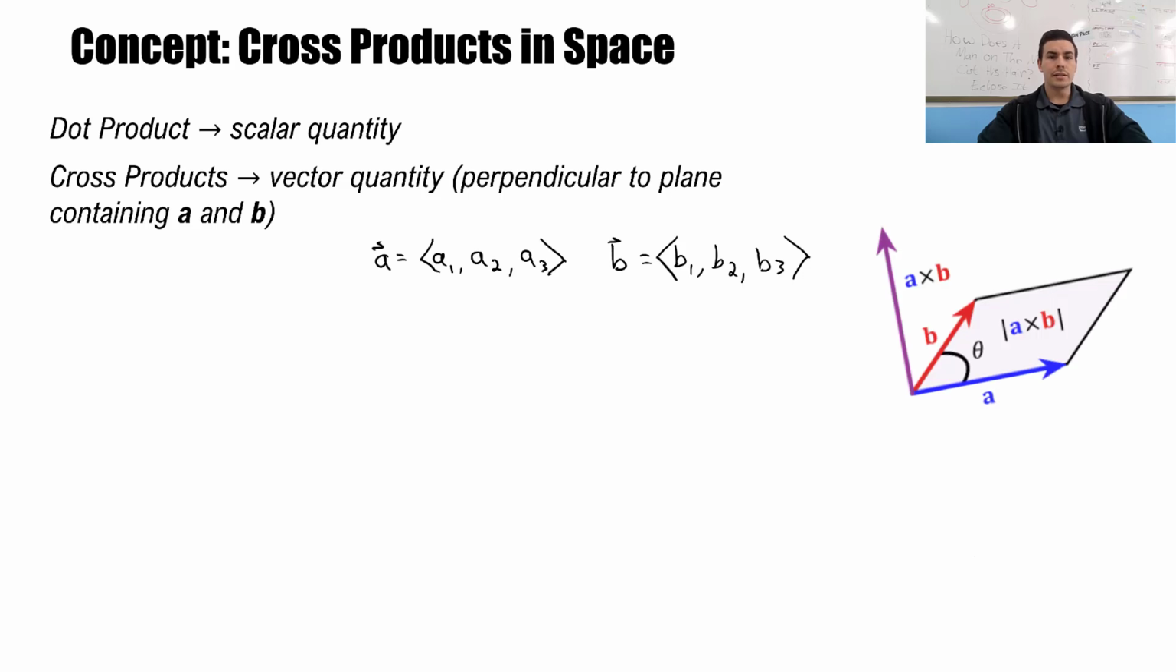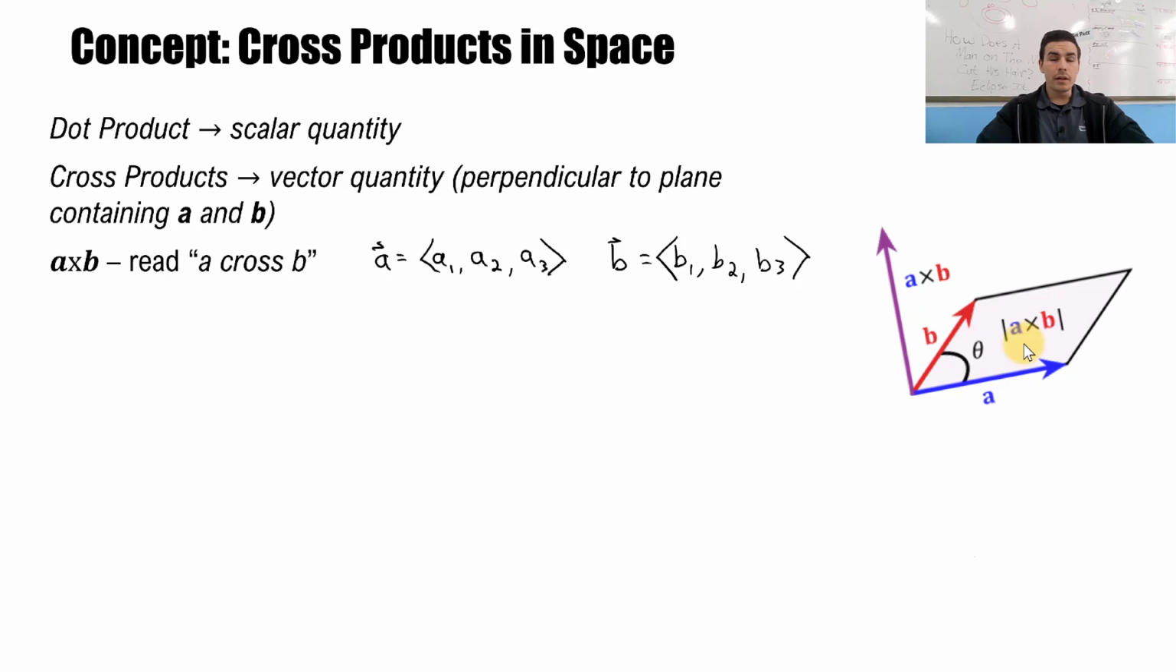So if I have these vectors A and B here, we can see that there is a plane that contains these two vectors, right? And now if I take the cross product, we call it A cross B. So if I take A cross B, that's going to yield this perpendicular vector to this plane that contains A and B. So that is what we're doing here when we find the cross product of two vectors.